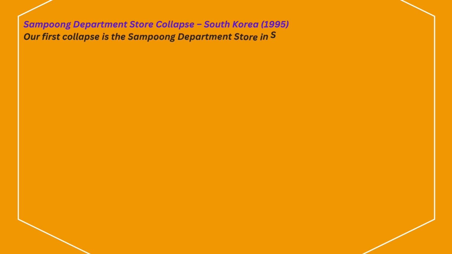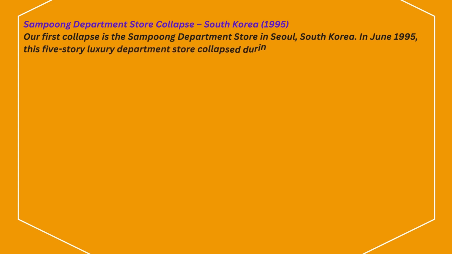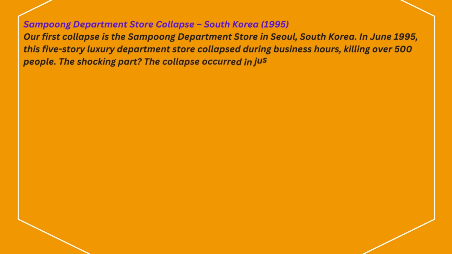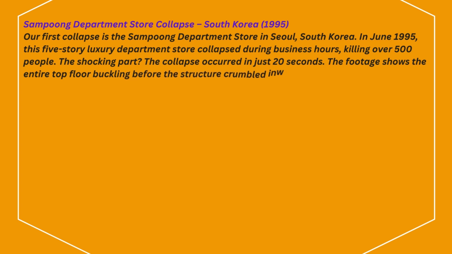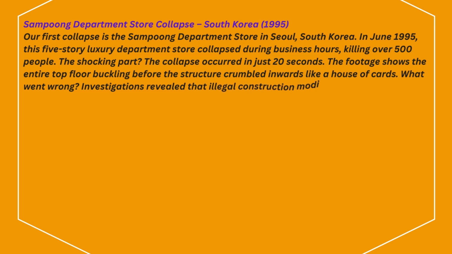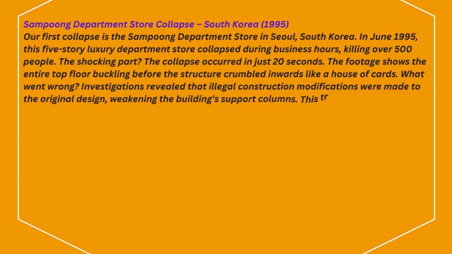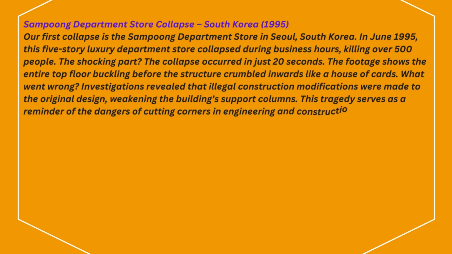Sampoong Department Store Collapse, South Korea, 1995. Our first collapse is the Sampoong Department Store in Seoul, South Korea. In June 1995, this 5-story luxury department store collapsed during business hours, killing over 500 people. The shocking part? The collapse occurred in just 20 seconds. The footage shows the entire top floor buckling before the structure crumbled inwards like a house of cards. What went wrong? Investigations revealed that illegal construction modifications were made to the original design, weakening the building's support columns. This tragedy serves as a reminder of the dangers of cutting corners in engineering and construction.